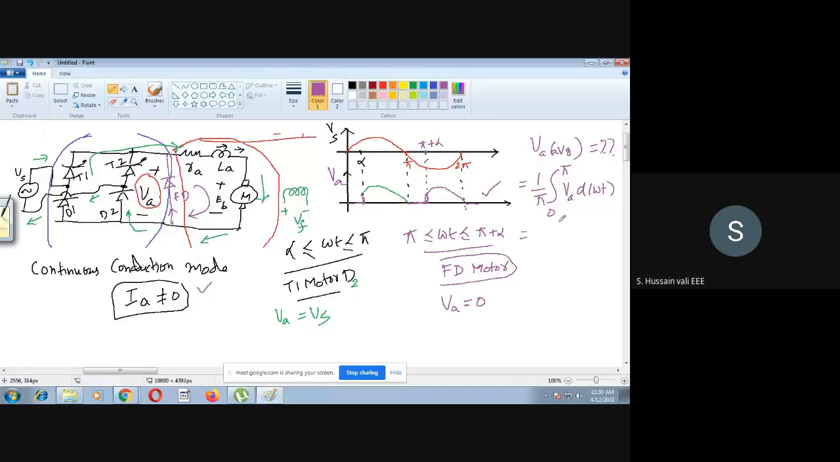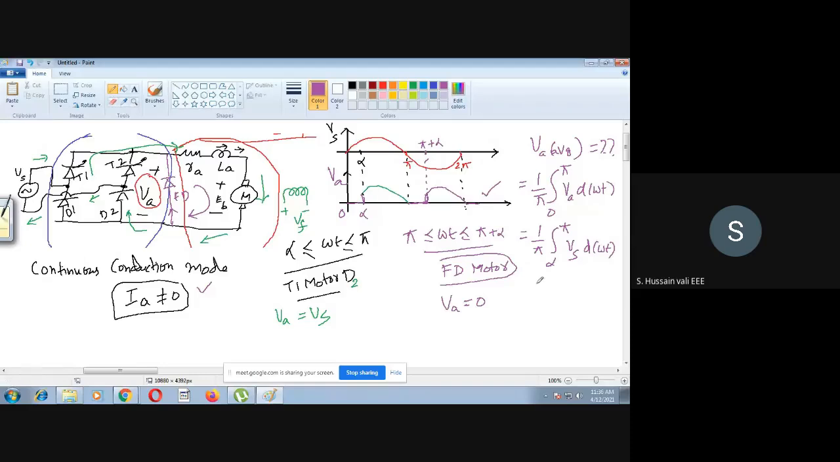Now once again, we will divide this 0 to pi into two intervals. One is 0 to alpha, the other is alpha to pi. From 0 to alpha it is 0. There is no output voltage. Then it becomes 1 by pi integral alpha to pi. So only alpha to pi you have. From alpha to pi, what is the VA value? VA value is same as Vs, d of omega t.